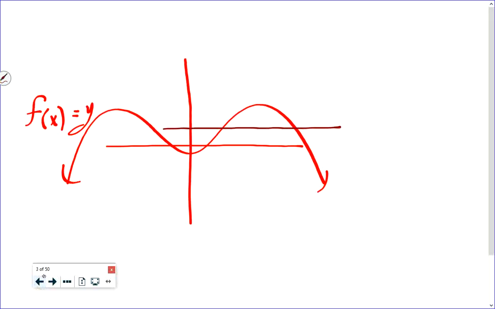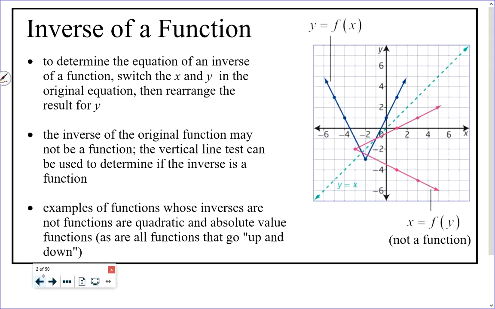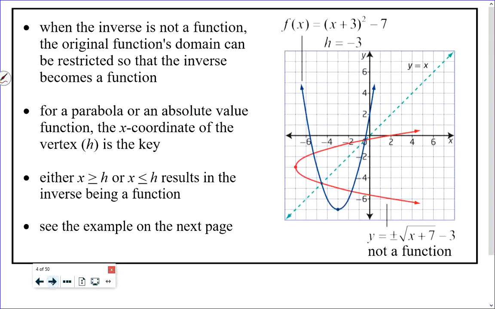And lastly, you need to know how to restrict the domain of a function so that the inverse is a function. So if you take a look at that parabola, the equation of the blue parabola is at the top of the page, f of x or y equals (x plus 3) quantity squared minus 7. And really from Math 20-1, you should be able to graph that without using a graphing calculator.